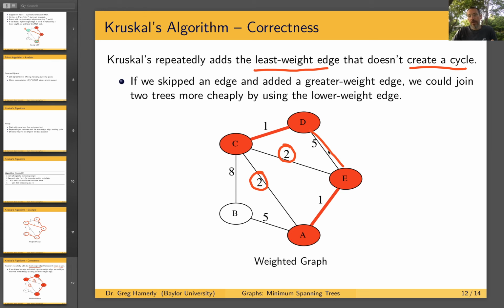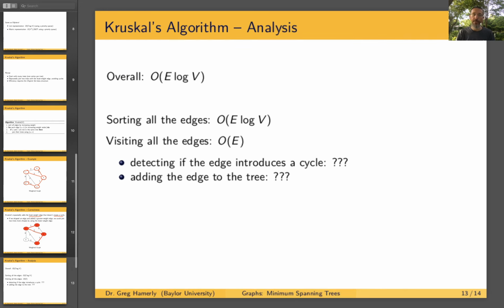Well, that joins these 2 trees, but we always could have come back and done this edge instead and joined the same 2 trees for a lower cost. Okay, so it always benefits you to choose the lowest cost edge to join 2 trees that are not already joined, so long as you don't create a cycle. So that's why we order them by weight and then take them by weight. Okay. Now, the overall runtime of Kruskal's algorithm is E log V. And that E log V, surprisingly, comes from the sorting of all the edges.